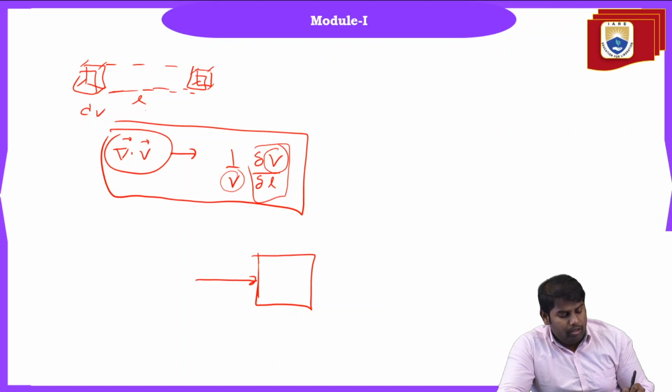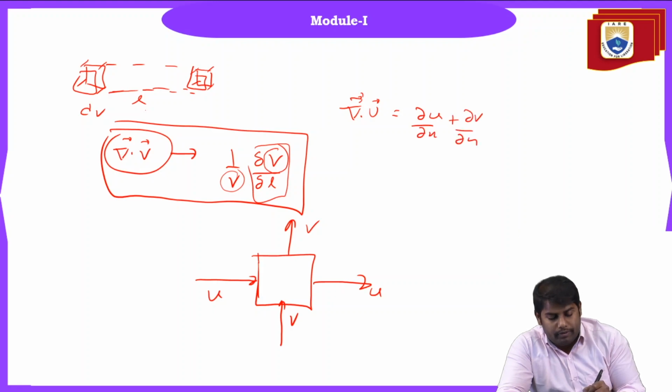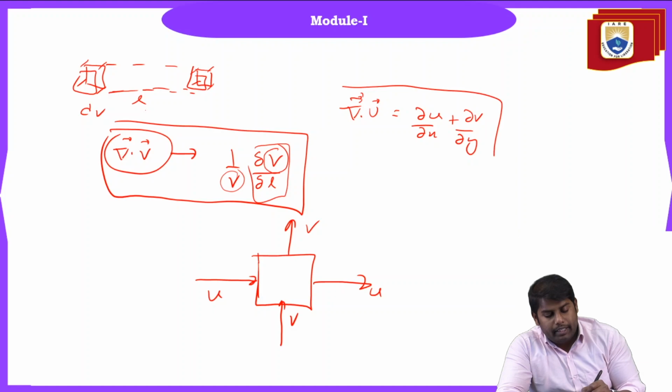But if you see it from the mathematical point of view, let us take a 2D fluid element. So here you have u velocity, here also you have u velocity. Here you have v velocity, here you have v velocity. When you apply divergence, what is happening actually? So del dot u bar is equal to dou u by dou x plus dou v by dou y.